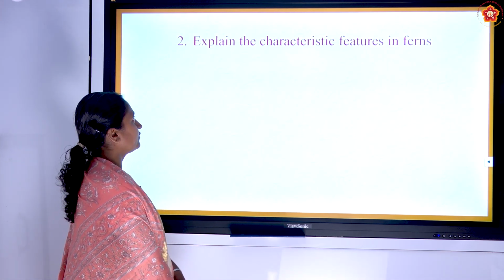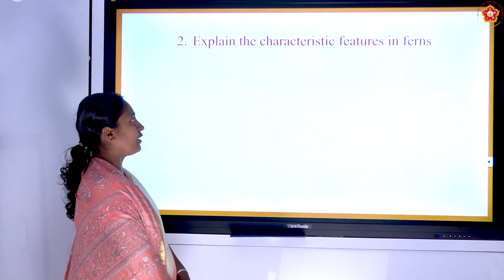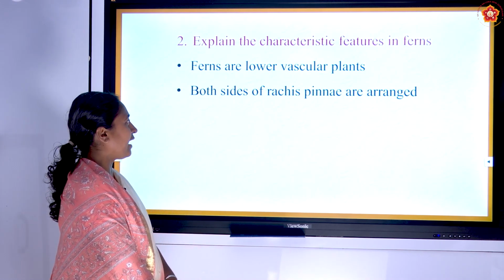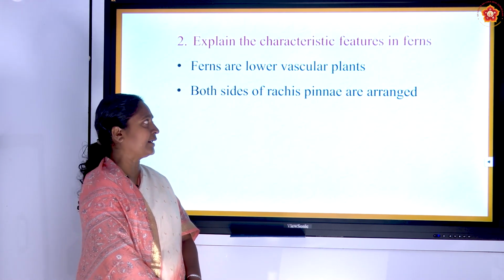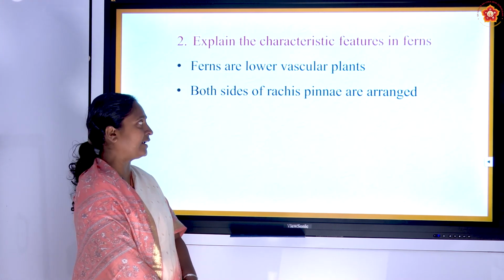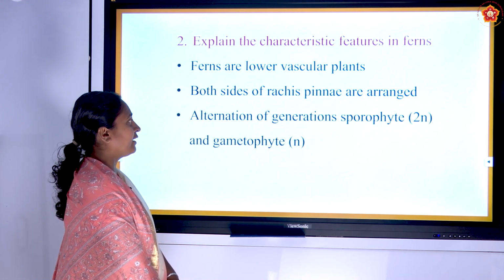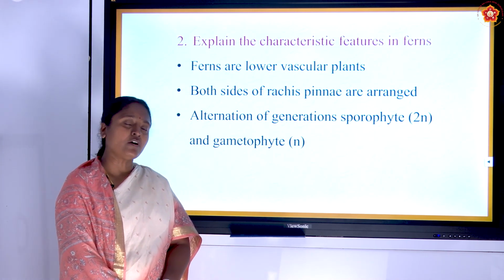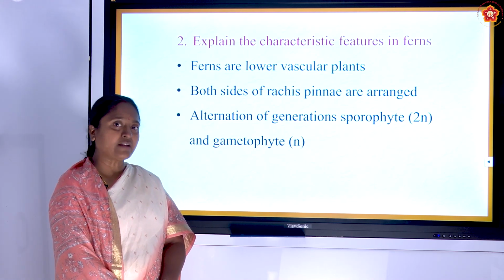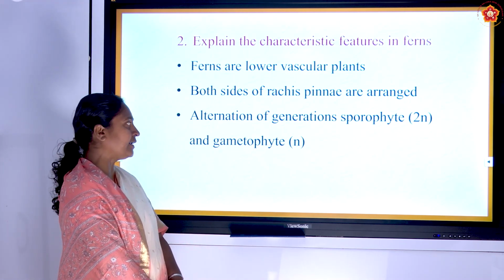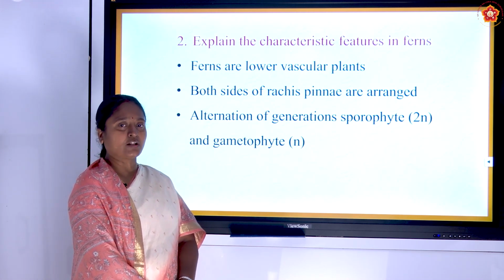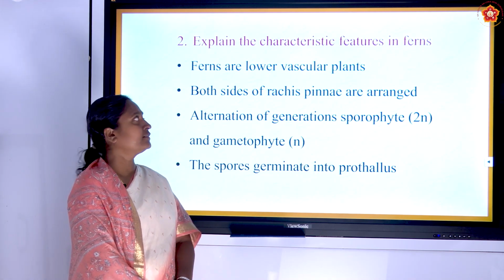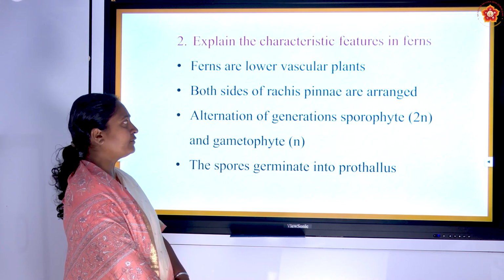Then the second question asked was, explain the characteristic features of a fern. Ferns are lower vascular plants, and they have a rachis on which we can see leaf-like structures, the pinnae, arranged. They show alternation of generations, that is, they have a sporophyte, and in the next generation a gametophyte, with 2n and n number of chromosomes respectively, and the spores will germinate into a prothallus. This is the explanation given for ferns.